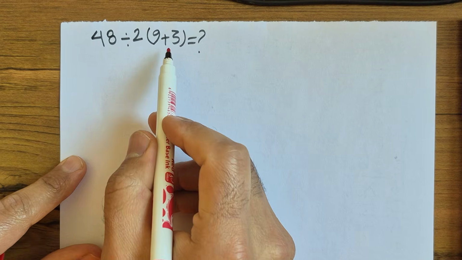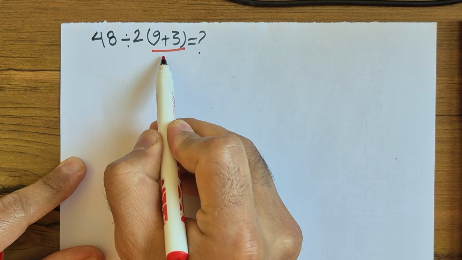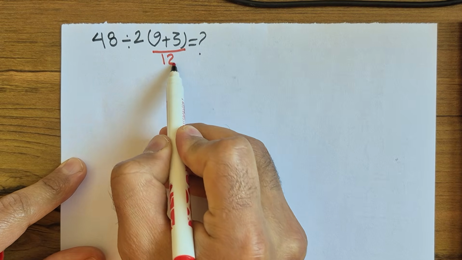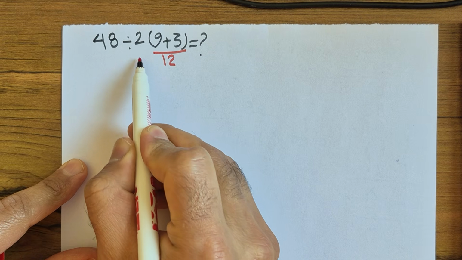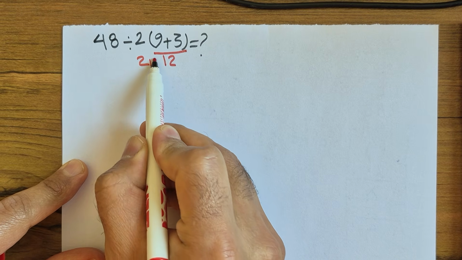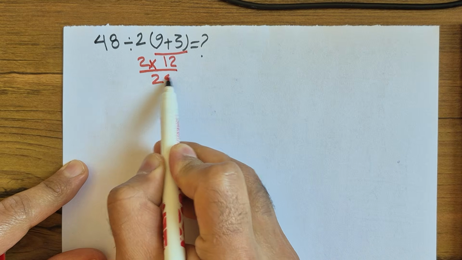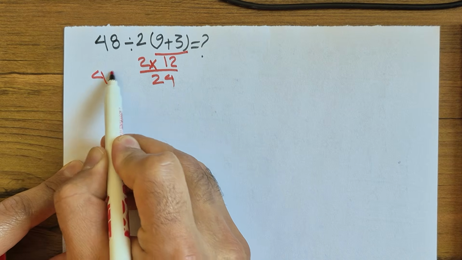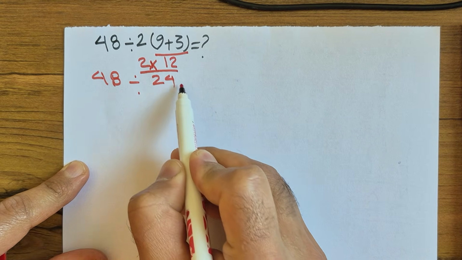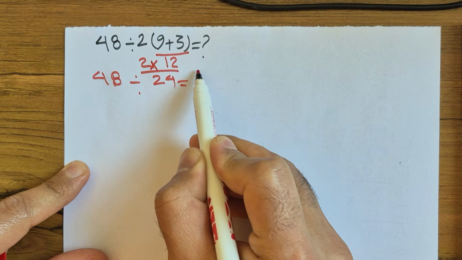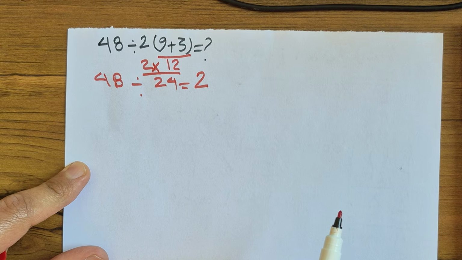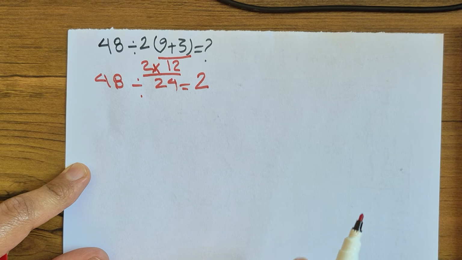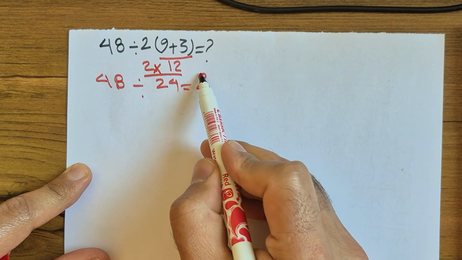9 plus 3 is 12. And then 2 times 12 is 24. And 48 divided by 24, it's an easy 2. A lot of students would proudly say, oh, that's 2. I found the answer very easily.